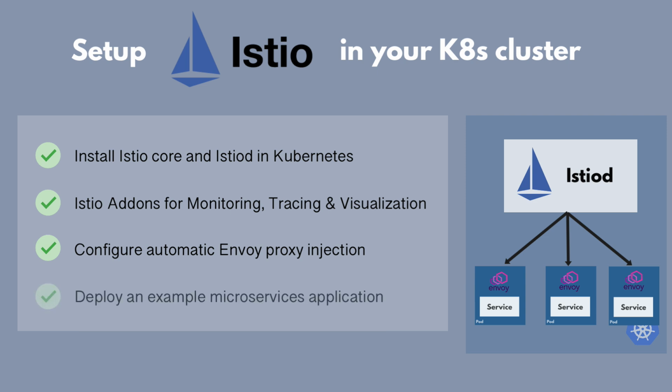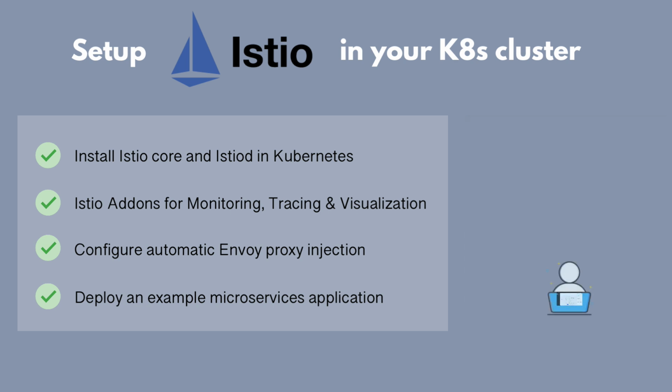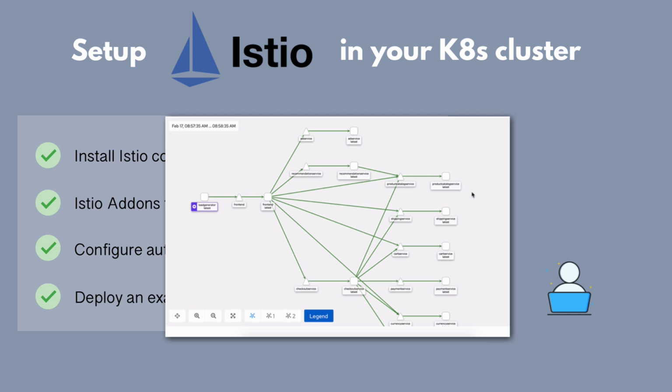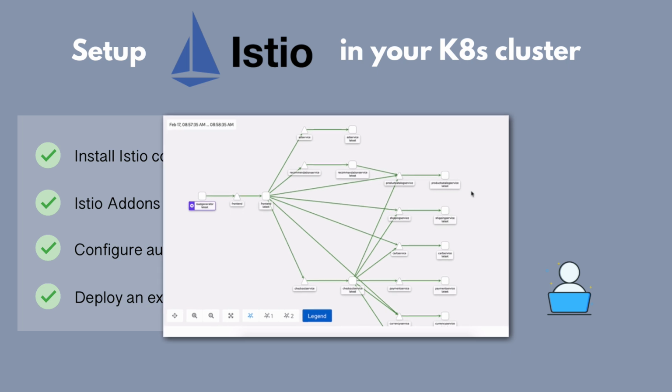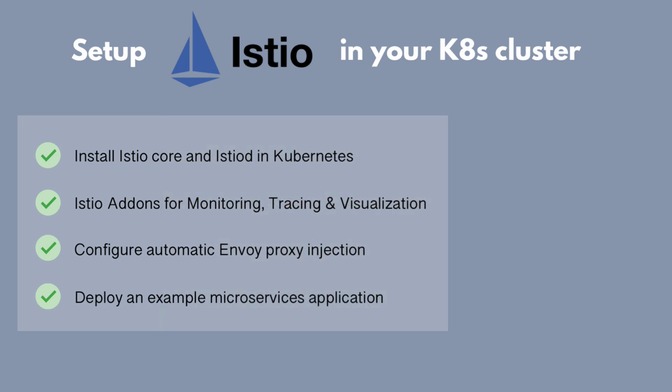And finally, we will deploy an example demo microservices application in the cluster so that we can see all the features and visualization for those microservices in Istio. And for this demonstration, we're going to use a local Minikube cluster. So let's jump right in.